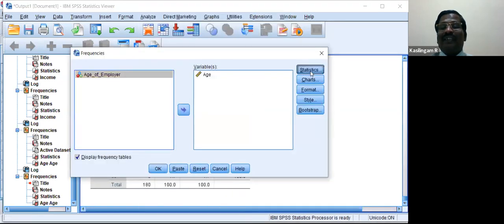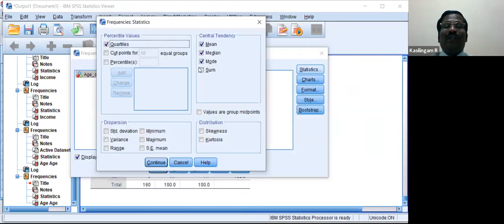So statistics, okay. Now we will remove all these things. Let it be there. We can see the standard deviation and the range, right? These two we will try to understand. Minimum and maximum also we will see. The variance also we will click, right?